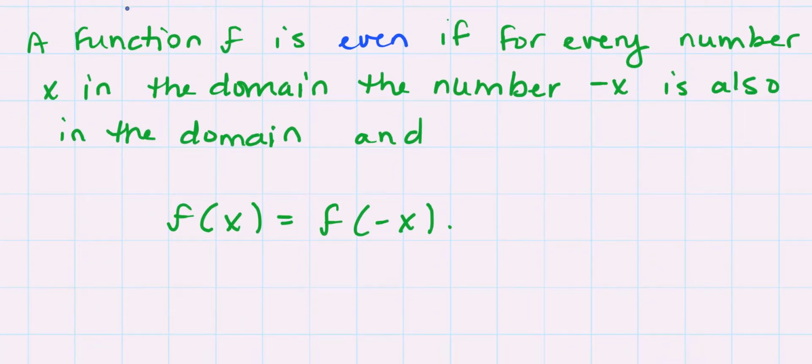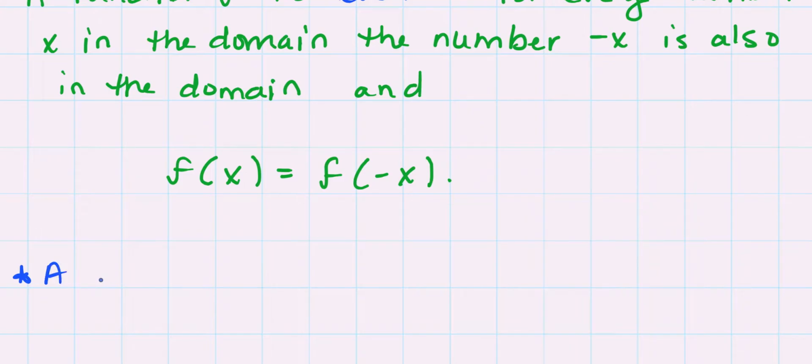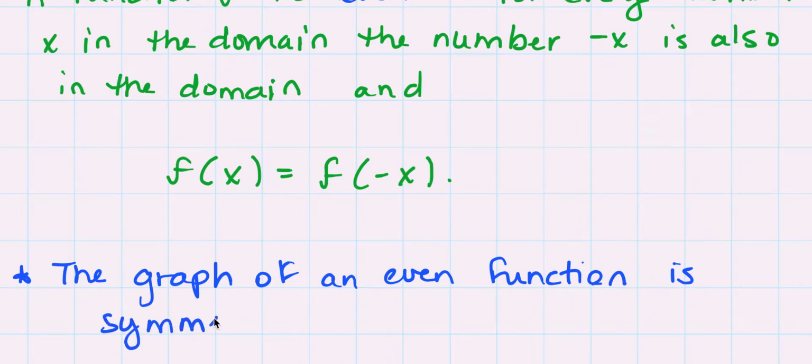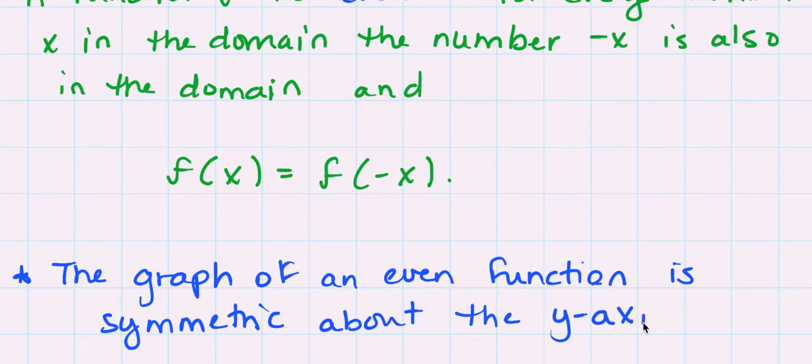The graph of an even function is symmetric about the y-axis. So what that means is, if you see a function and you look at the y-axis, which is right in the middle of the plane, if what you see on the left of the y-axis is a mirror image of what you see on the right, then it's symmetric about the y-axis, which makes it an even function.